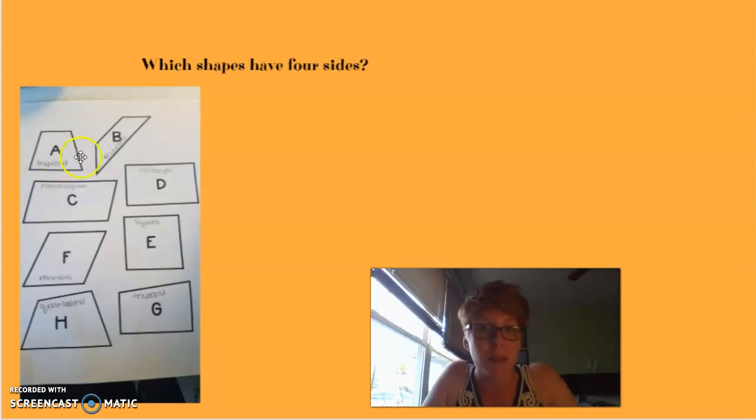I see trapezoids. There's actually 2 trapezoids there. There's a parallelogram, a rectangle, a square. Oh, look, another trapezoid, a quadrilateral, and a rhombus. So those are the shapes that have 4 sides. So all of those should get a check mark next to them.